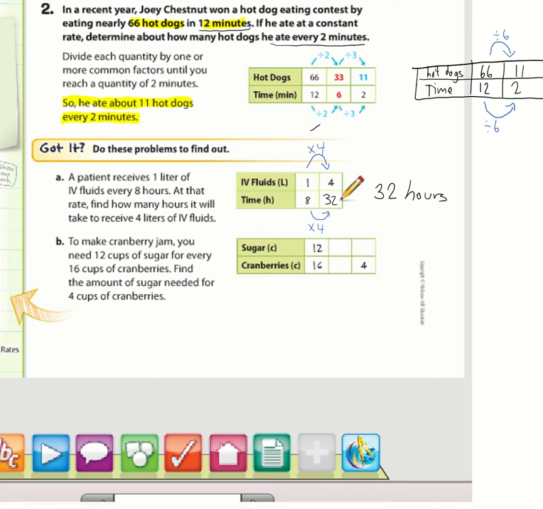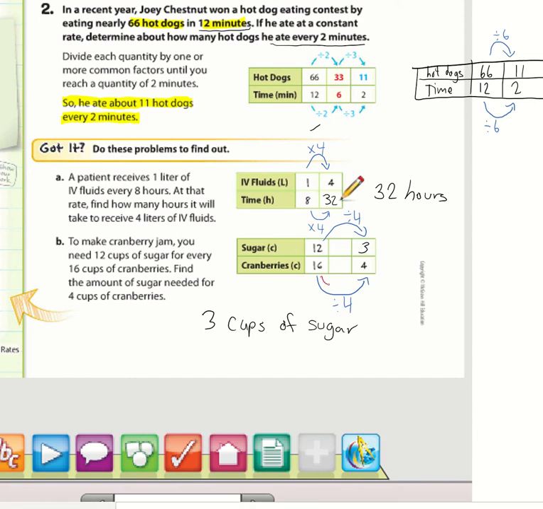So here, if you want to get from 16 to 4, I'm going to actually stick with my colors. I can divide by 4. 16 divided by 4 equals 4, and 12 divided by 4 equals 3. So with 4 cups of cranberries, I need 3 cups of sugar. And another way we can do this, I'm going to do it in red.